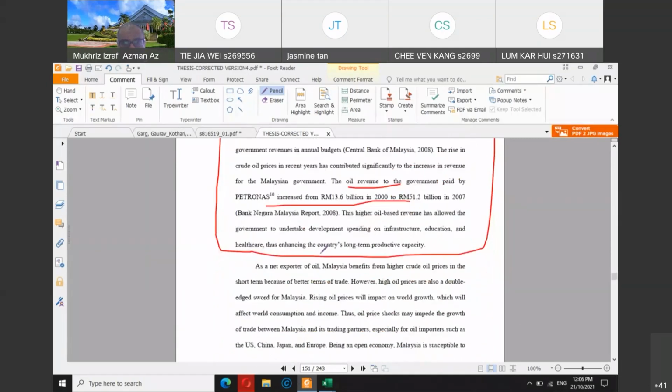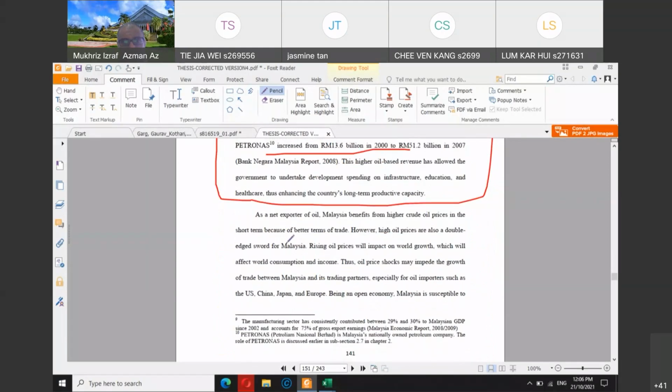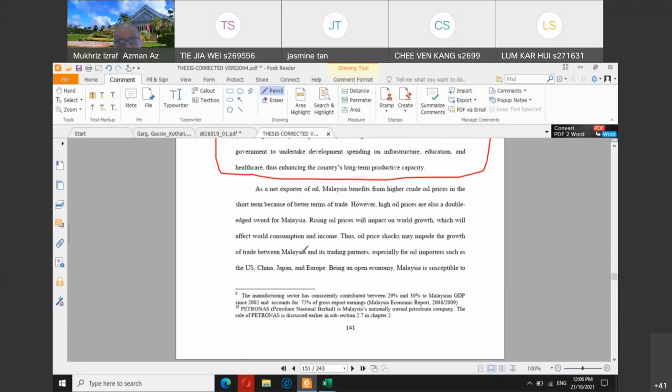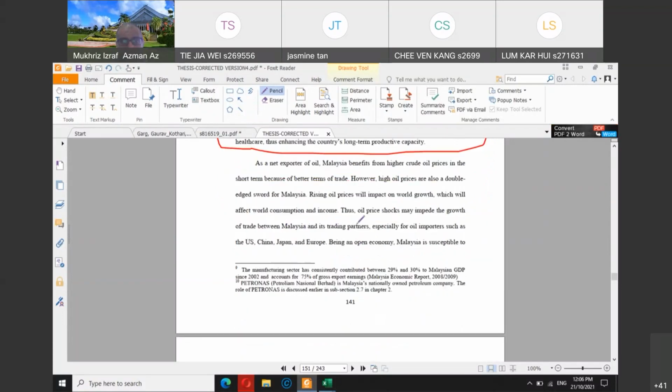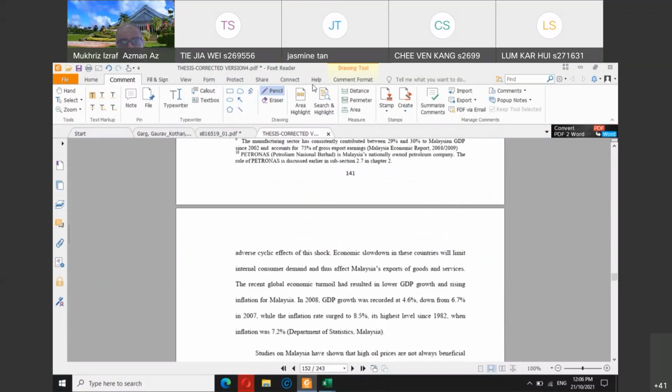But in the second paragraph, I started introducing being an oil exporter. When the oil price is high, it's good for Malaysia because we get more revenue. It's demand and supply. So the higher the price, we as a producer of oil get more revenue. This is just to highlight what will happen if the price of oil is high or low. That will be the main agenda.